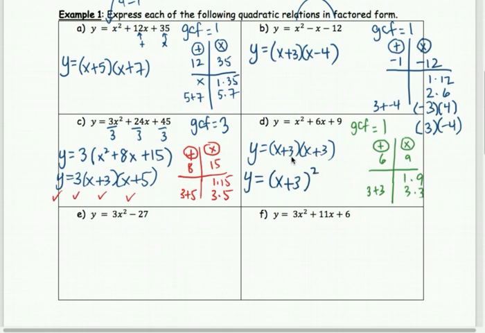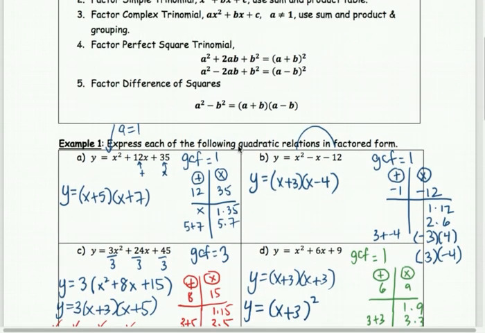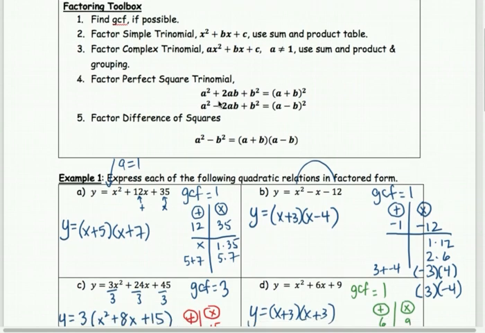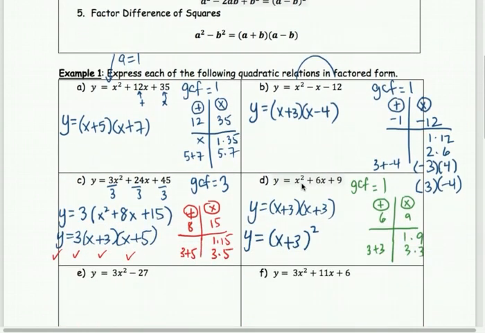I did that by going through the product sum table, but if you are using all of your tools here, hopefully you saw that maybe this is a perfect square trinomial. If I square root that one, they're both perfect squares. If I square rooted, I would have had an x here, and if I square root this, I have a 3. And then the rule is for the middle, if I take these two and multiply by 2, I'll get this number. So we knew that this was a perfect square trinomial, so you could have gone from here right to your answer as well.